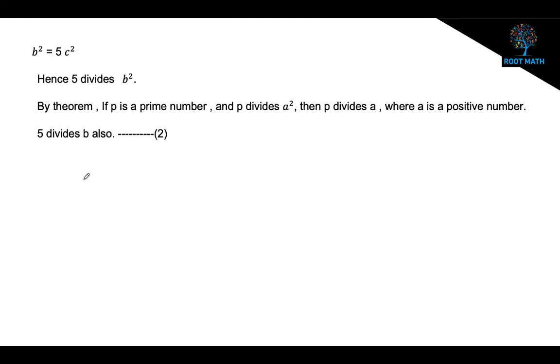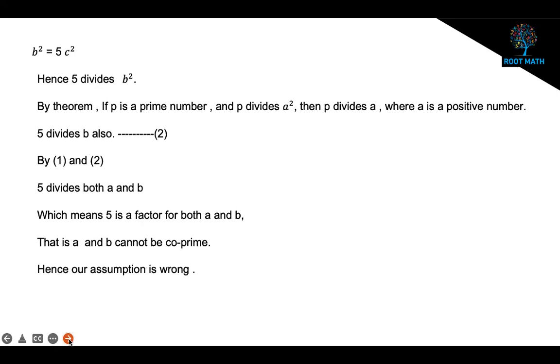b. But what we assumed at the beginning is that a and b are co-prime. They don't have any common factor other than 1. But here 5 is also one of the factors, which means that they cannot be co-primes. So our assumption is wrong. Root 5 is irrational.